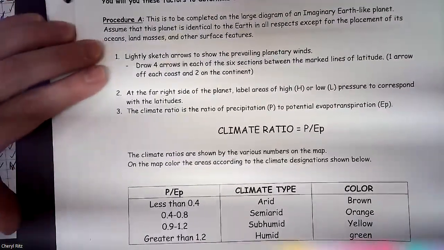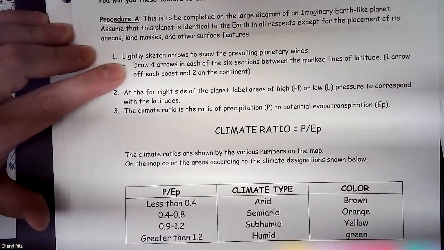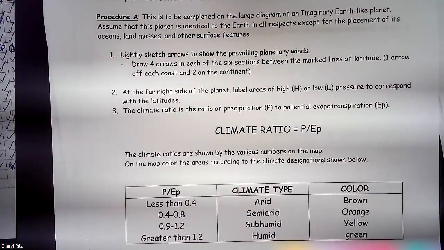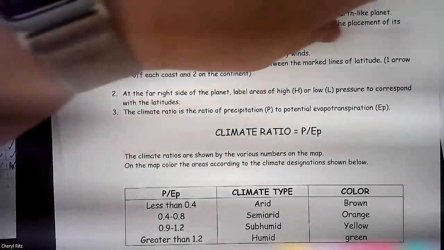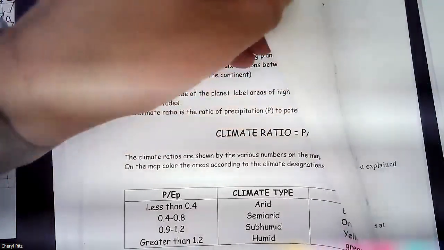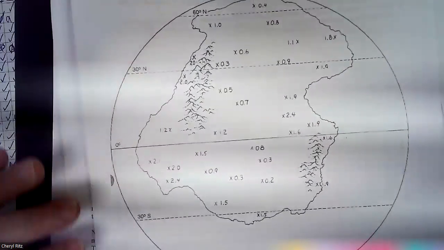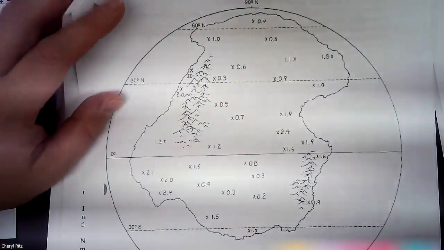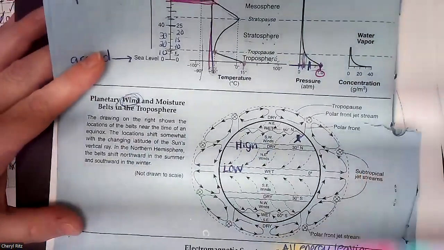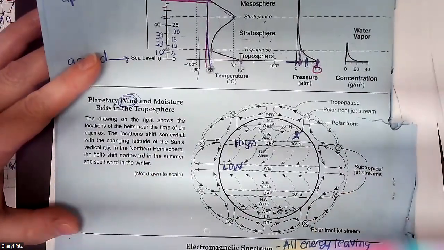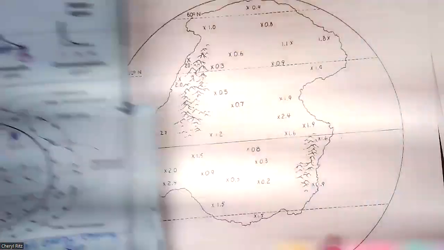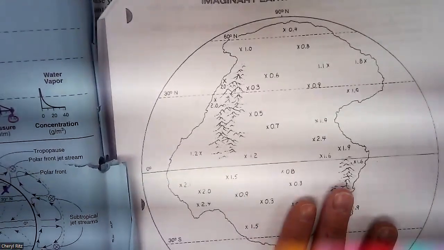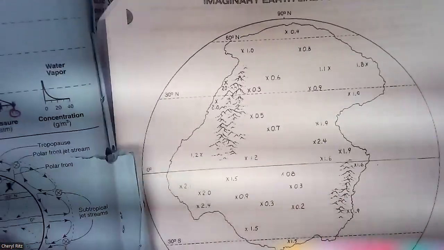Anyway, first start by lightly sketching arrows to show the prevailing wind pattern. I'd like you to draw 4 in each of the 6 sections between the marked lines of latitude: 1 arrow off each coast and 1 on the continent. So by 6 sections, I mean 1, 2, 3, 4, 5, 6. Where are you going to get those arrows? Here's the planetary wind belt reference table. Basically, you're copying these arrows onto this map. Make sure you put them in the right spot and that they go in the right direction.